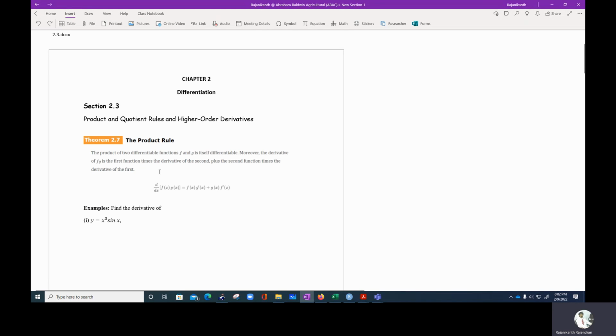Chapter 2.3. Last time we were looking at how to find the derivative of the function. Now we use the product rule. Suppose you are given two functions with multiplication, then we could use the product rule to find the derivative.